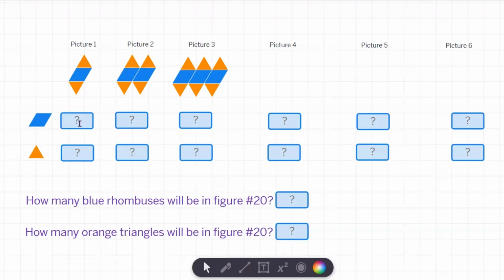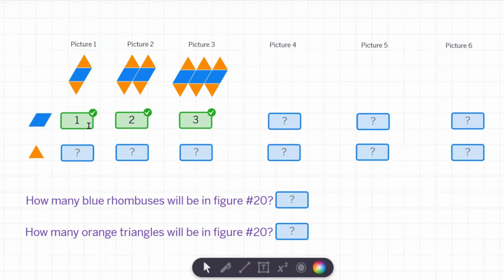So let's try. In the first picture, there is only one rhombus. In picture number 2, there are two rhombuses. In picture number 3, there are three rhombuses. As you can see, if you calculate the difference between pictures 1, 2, and 3 with respect to rhombus, the common difference is 1 because 3 minus 2 is 1 and 2 minus 1 is 1. Therefore, we can use the common difference to predict picture 4, 5, and 6.